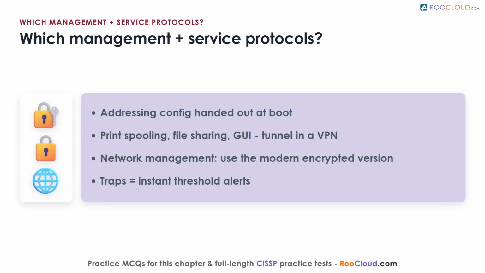Which management and service protocols round out the set? Several that keep infrastructure running. One protocol hands out addressing configuration to devices as they boot, saving you from touching each machine. Others spool print jobs, share files between different systems, or provide a graphical interface to command line systems. And several of these are safest when tunneled inside a VPN. Finally, there is the network management protocol used to collect health and status from routers, switches, and firewalls across your environment. Its early versions sent authentication text in the clear, so insist on the modern, encrypted version. Its status alerts, called traps, notify your console the moment a threshold is crossed.